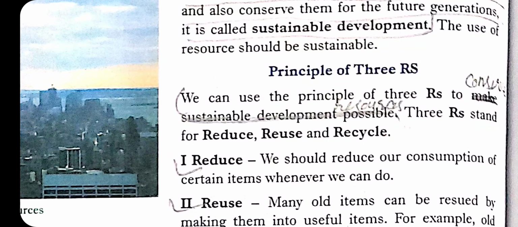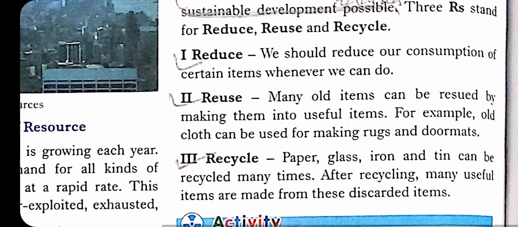So what is the principle of 3 R's? The principle of 3 R's is recycle, reuse and reduce. So what is reduce? We should reduce our consumption of certain items whenever we can. And what is reuse? Many old items can be reused by making them into a useful item. For example, old cloth can be used for making rugs and doormats.